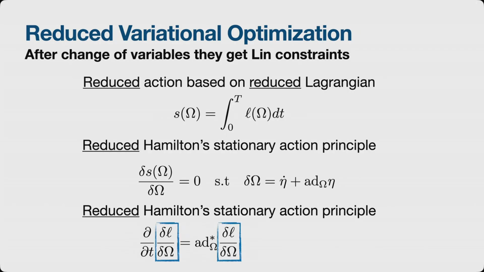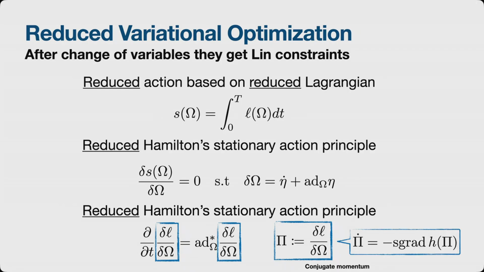But maybe more to our point of this course, this little guy here, that's exactly the conjugate momentum. And just like Hesper did, I can also write this as a negative symplectic gradient of now a small h, a reduced Hamiltonian. So this is also a symplectic gradient descent that is happening here. But there's a catch.